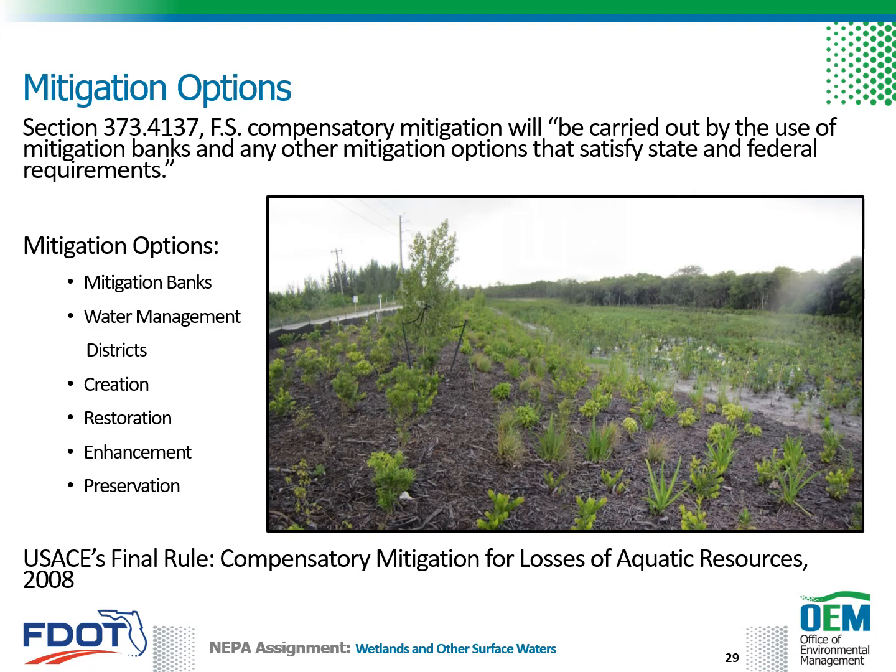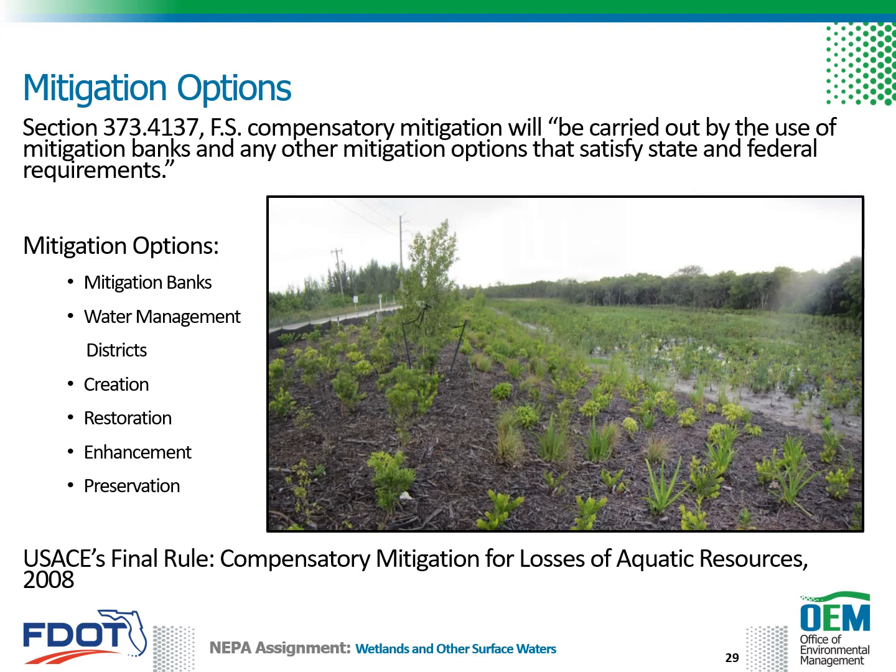For those projects which cannot be mitigated through a permitted mitigation bank or water management district due to credit or site availability, respectively, FDOT will propose alternative mitigation. Alternative mitigation options include creation, restoration, enhancement, and/or preservation.